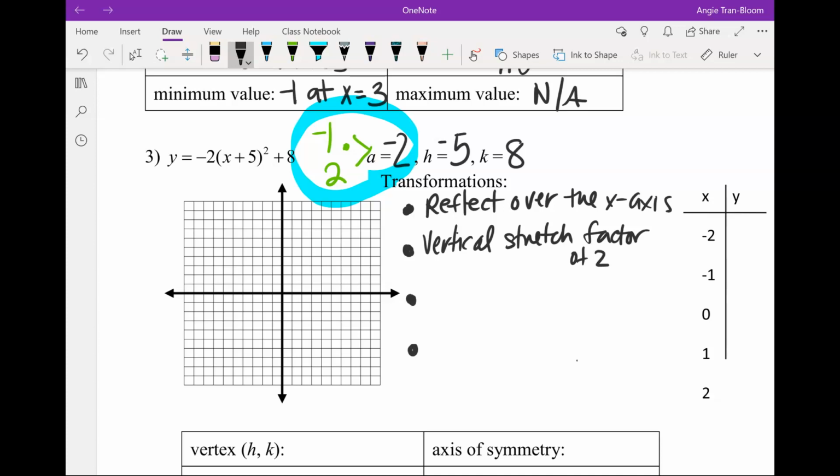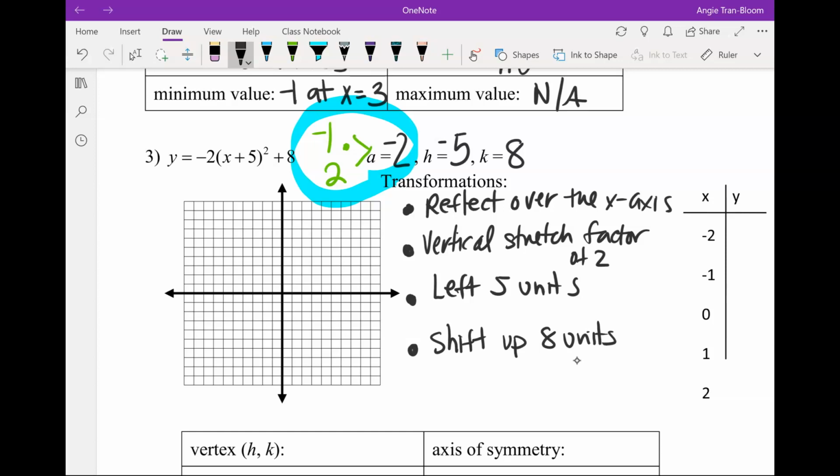Ready? Then you have an h value. Megan, h value -5. What's the transformation? Talk to your team and stay focused, please. Left, how many? Left 5 units. Good. Okay. Then we have a k value of 8. What type of transformation is that? Yep, shift up 8 units.